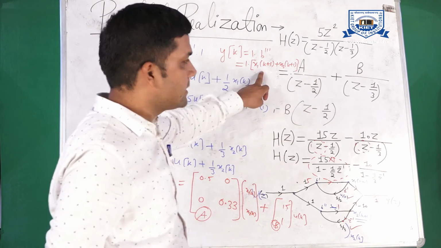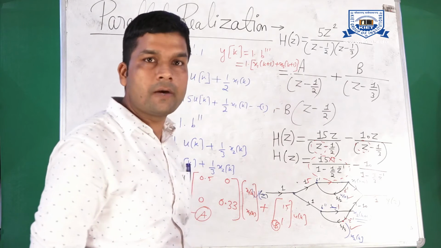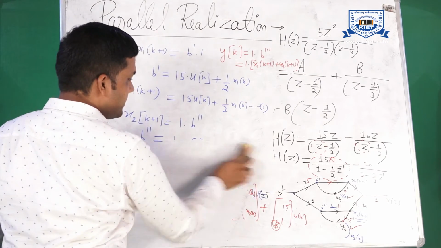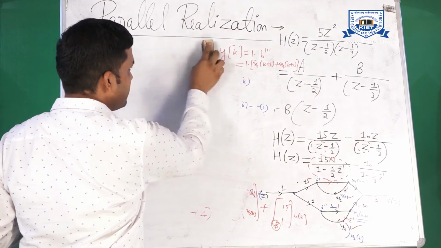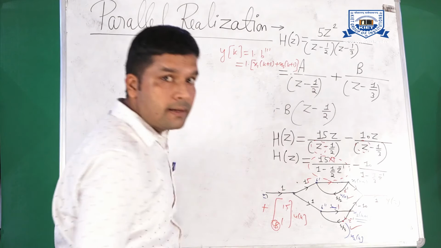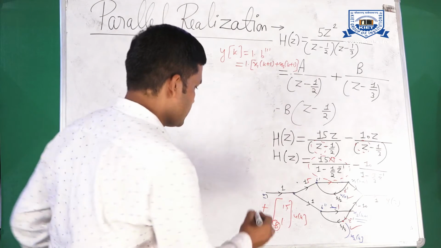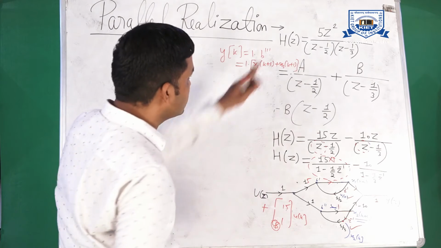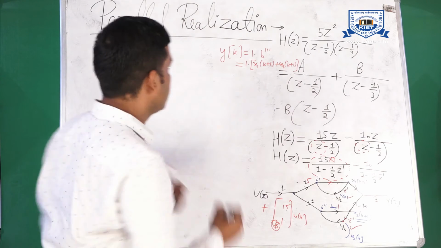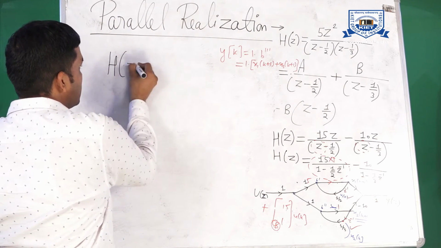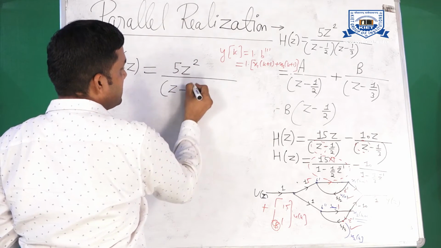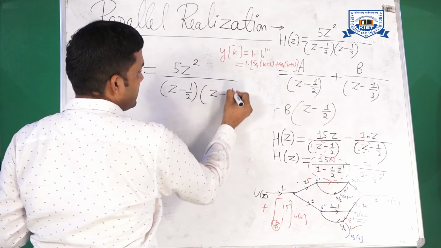After putting the values of x1(k+1) and x2(k+1), we can calculate the y(k) value. Now we will see, if we don't divide S(z) by z, how we can calculate y(k) and x1(k+1). The given transfer function is S(z) = 5z² / ((z - 1/2)(z - 1/3)).